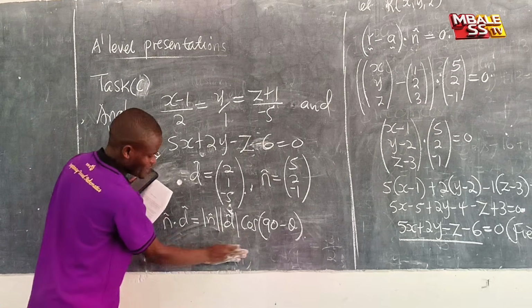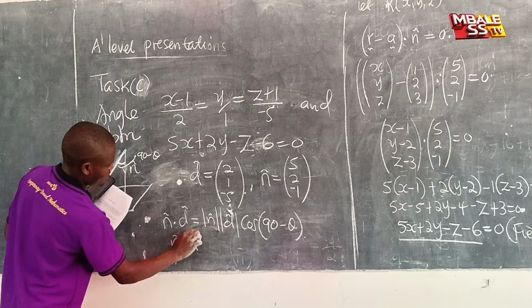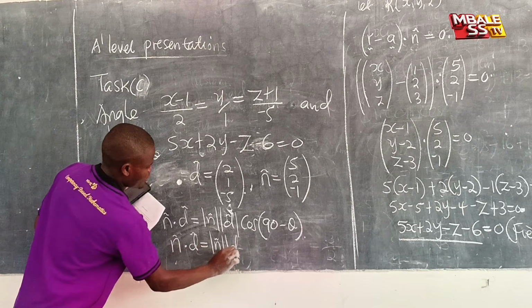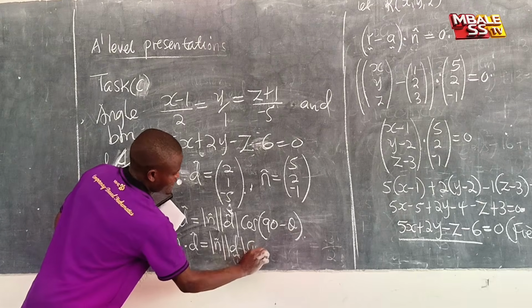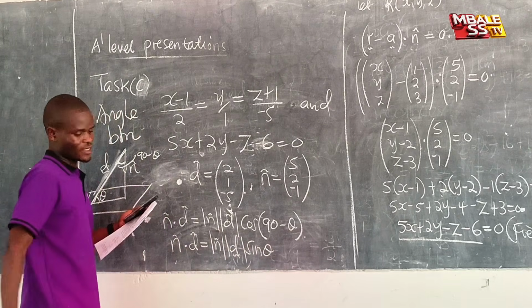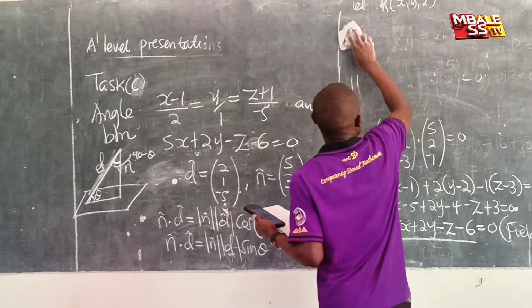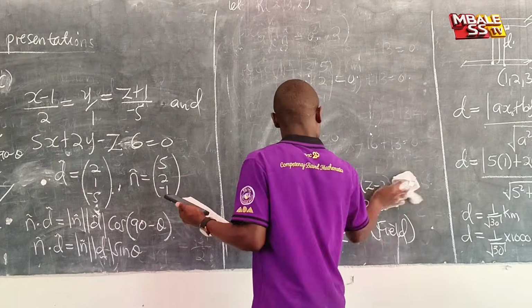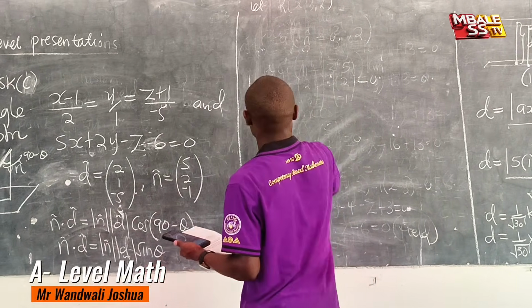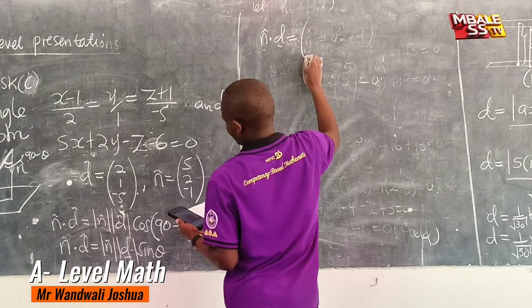Now we can further define this, and we say the dot product n dot d is given by this, which is the same as sine of theta. Many candidates always try to bring us to this level as quickly as possible. It has no harm. So n dot d is now going to be replaced.